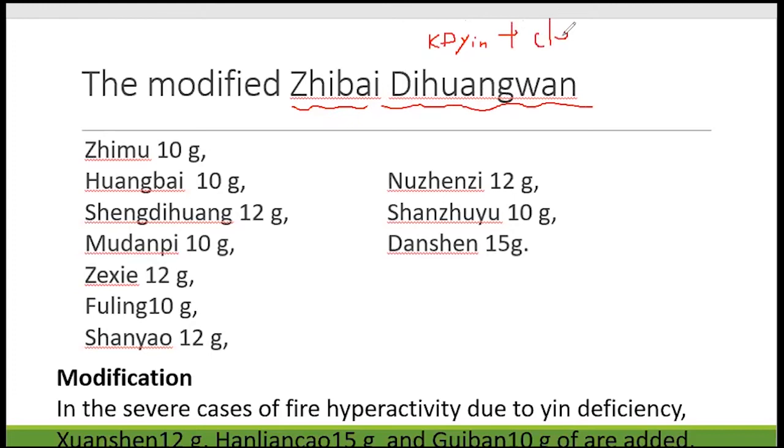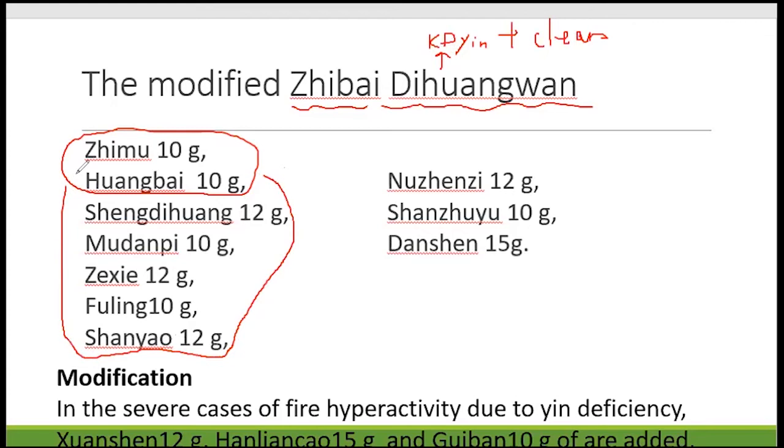So Di Huang Wan is nourishing kidney yin, and Zhi Zi Huang Bai clears heat. So we're talking about the yin deficiency pattern, mainly kidney yin deficiency. That's the formula we just talked about, and we can modify the formula.